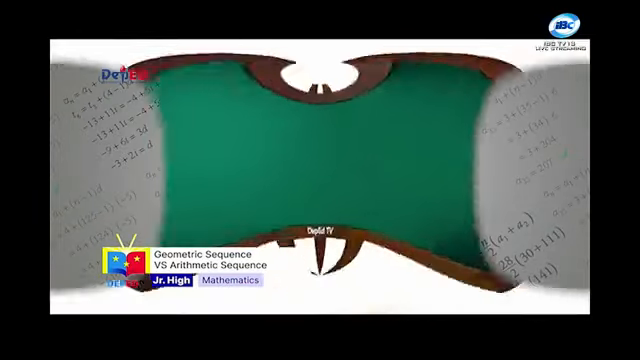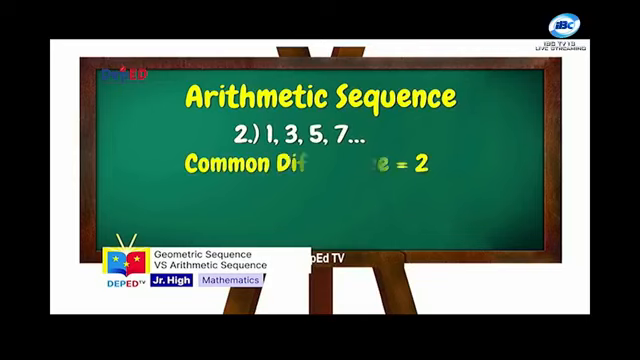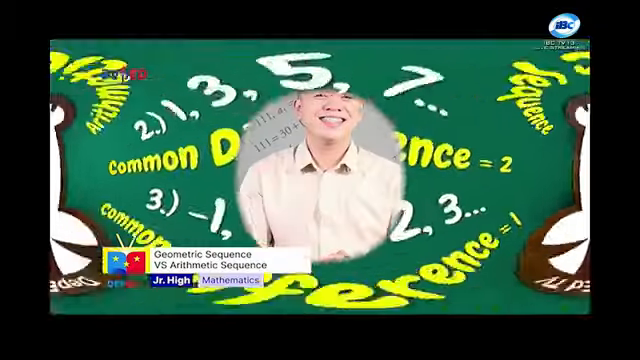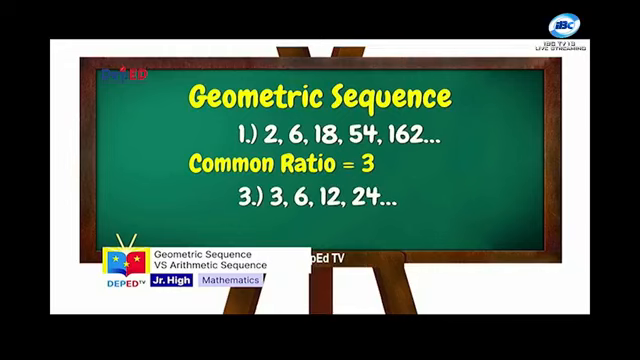You're right! Items 2 and 3 are arithmetic sequences with the common difference of 2 and 1 respectively. While items 1 and 4 are geometric sequences with a common ratio of 3 and 2 respectively.